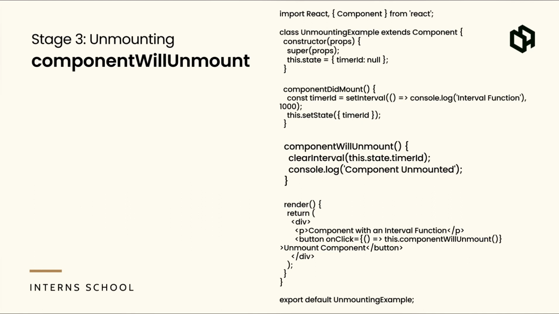The last stage is called unmounting. This is the stage when a component is removed from the DOM. Here the componentWillUnmount method is called. It is executed just before the component is removed. It's used for cleaning up resources like event listeners to prevent memory leaks.